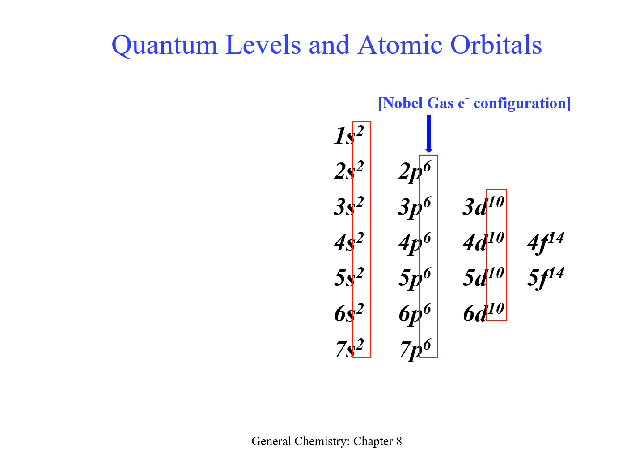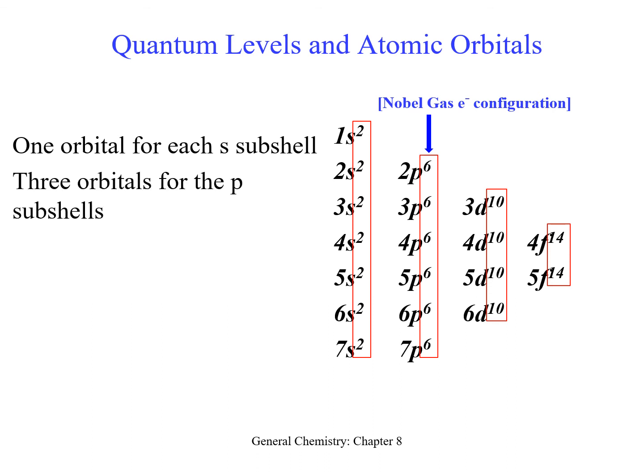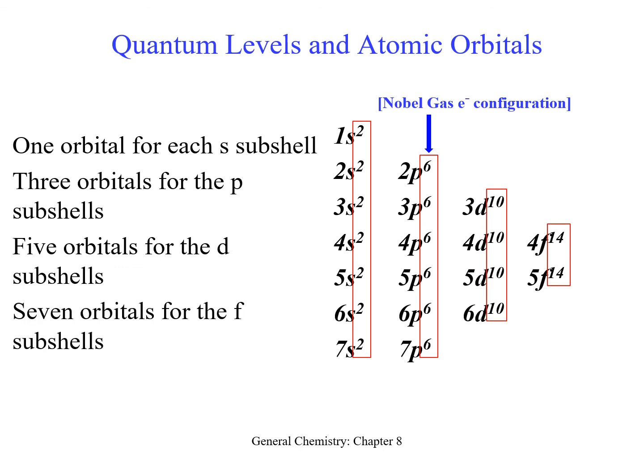And then going to lanthanides and actinides, you have 2. Okay, so 1 orbital for each s subshell, and 3 orbitals for the p's, and 5 orbitals for the d's, and then 7 orbitals for the f's. So 1, 3, 5, and 7, odd numbers starting at 1.